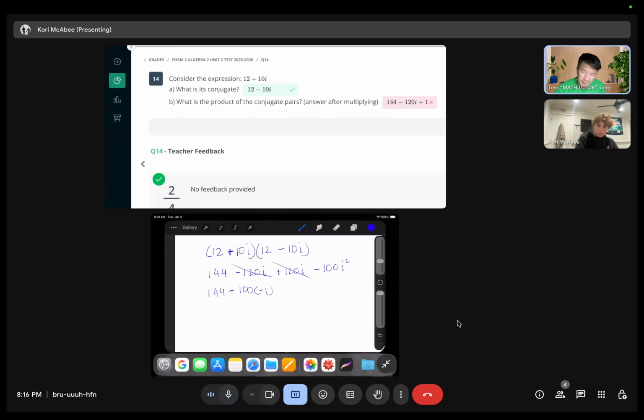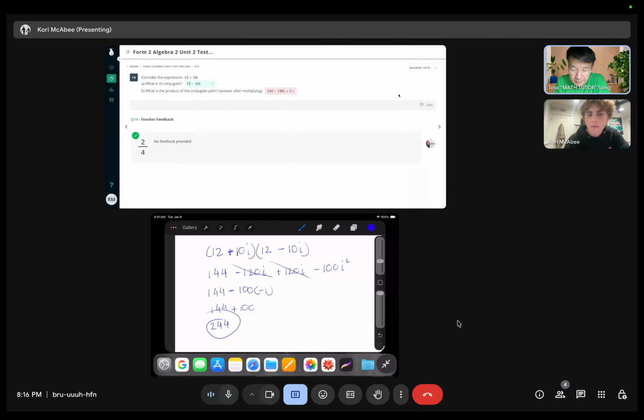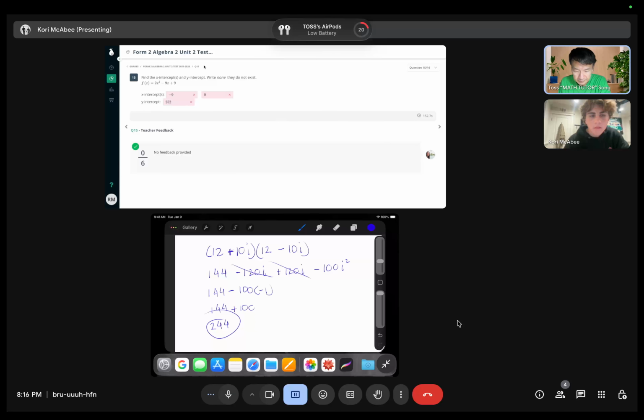But then if you combine them, it'll be 144 minus negative 100, and negative 100 times 1 is a positive 100. So the final answer is 244. No i, nothing left. If you do a conjugate, the i will go away. Yeah, so that's going to be your final answer. What is the product of the conjugate pairs? Yep, 244.